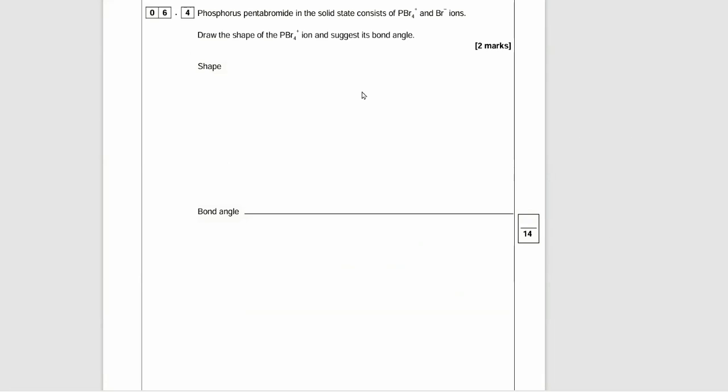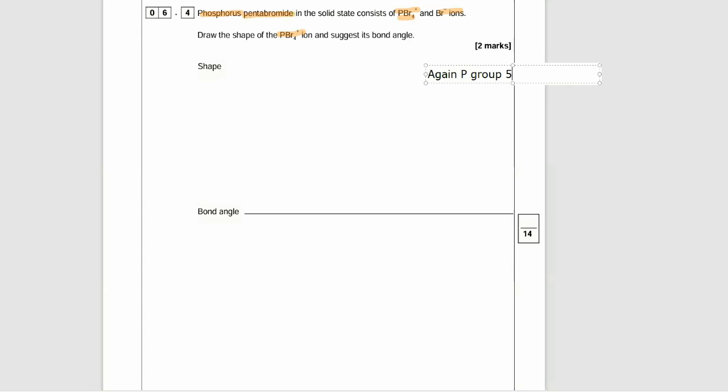Now for this next one, phosphorus pentabromide in the solid state consists of PBr4 plus and Br minus ions. Draw the shape of the PBr4 plus ion and suggest its bond angle. So we're going to go through the same routine here. We're drawing PBr4 plus.